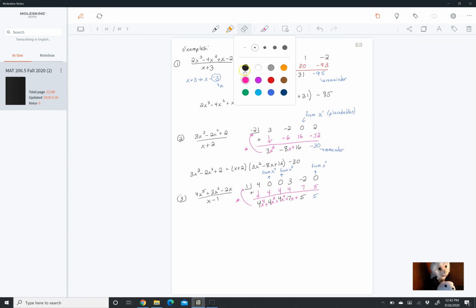And then we write out our answer. So we have 4x to the 5th plus 3x squared minus 2x is equal to x minus 1 times 4x to the 4th plus 4x cubed plus 4x squared plus 7x plus 5. And then we have a remainder of 5.